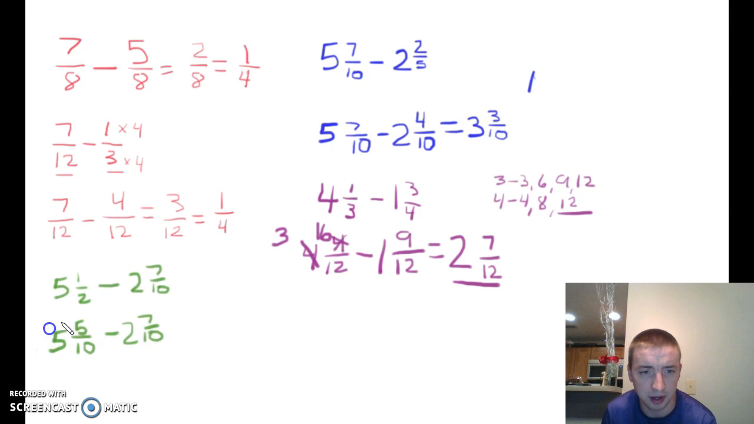So again, I can't subtract 5 minus 7. So I'm going to borrow, take one whole. This time I'm adding 10 because that's my denominator. Okay, so my new numerator is 15. So 15 minus 7 is 8/10. 4 minus 2 is 2. And I can simplify that down to 2 4/5. So there you go.